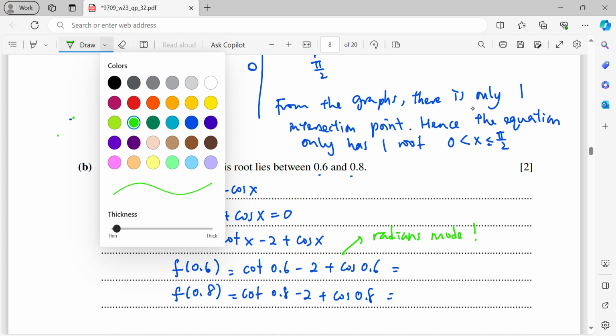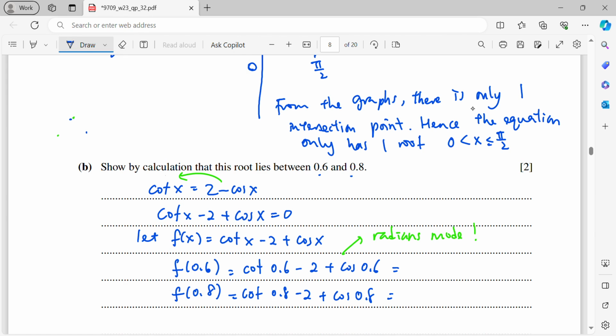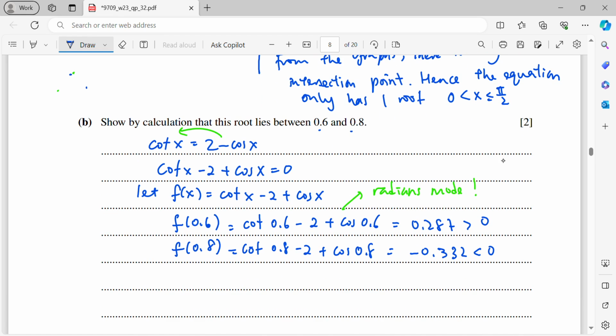Okay, and then the first value is going to be 0.287, which is greater than 0, and the next value is negative 0.332, which is less than 0. So since you get different signs of these two values, you just write f(0.6) is greater than 0 and f(0.8) is less than 0. Okay, there is a sign change.